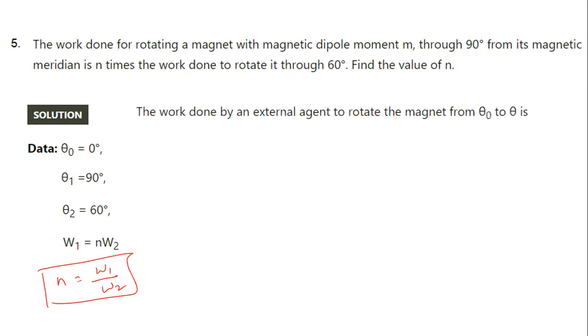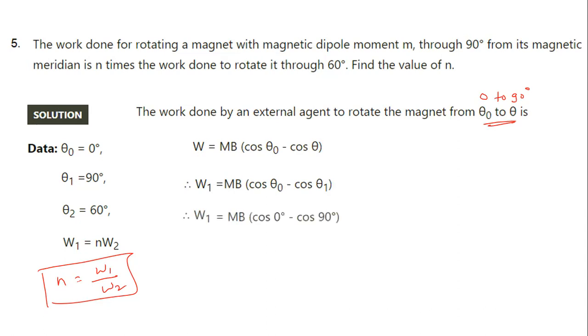Now you can see here, the work done by an external agent to rotate from theta 0 to theta, that is from 0 degrees to 90 degrees, is given by this formula. In that formula, theta 0 is 0 and theta 1 is 90. By substituting, cos 0 is 1 and cos 90 is 0, so this gets cancelled. So we get MB. This is the work done.